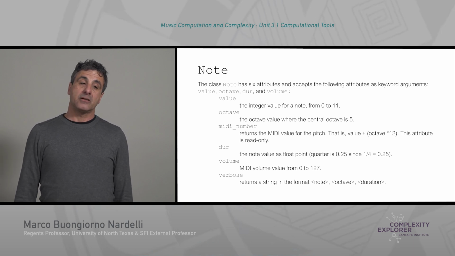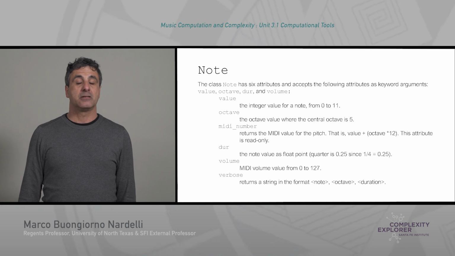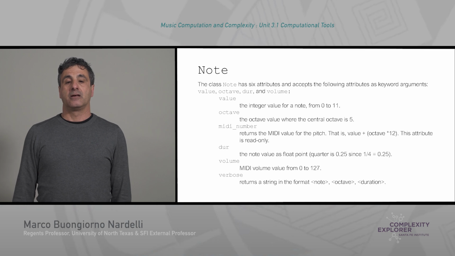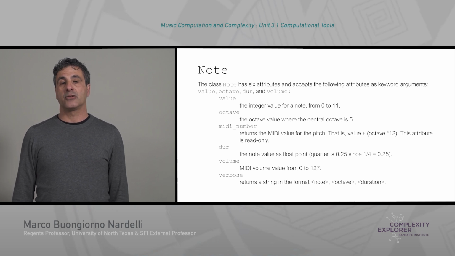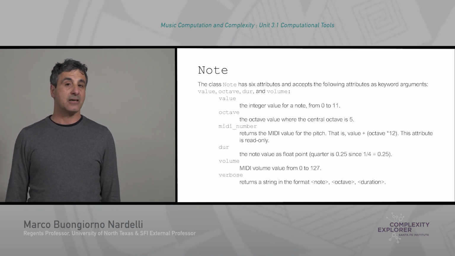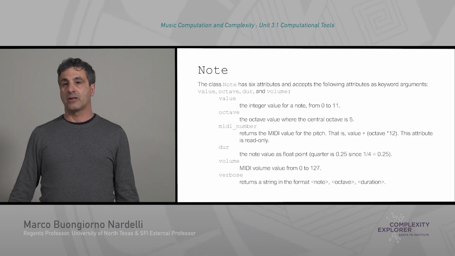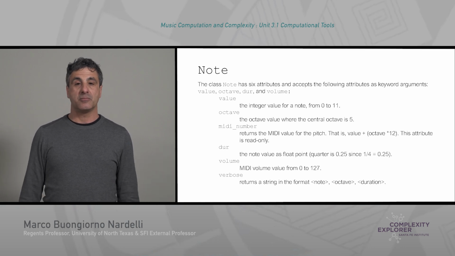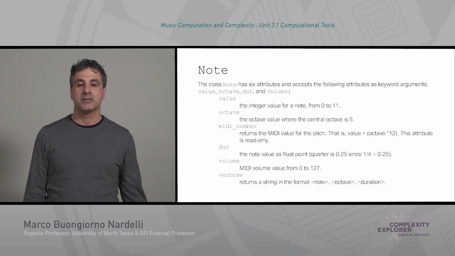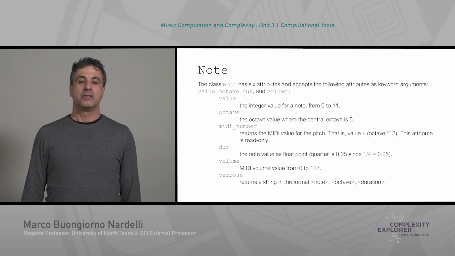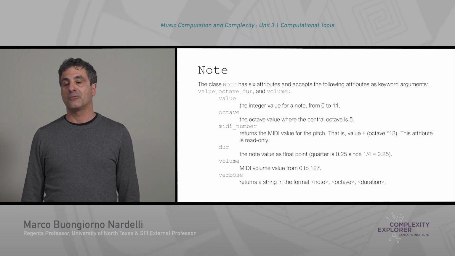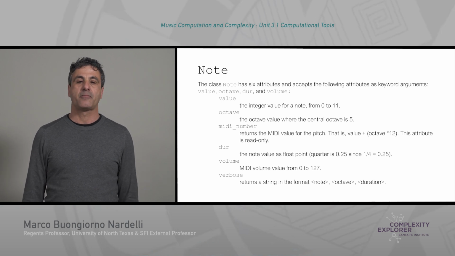Volume is another of these MIDI parameters that can be interpreted by the note class. MIDI volume has values that go from 0 to 127, a range of numbers that is typical of the MIDI protocol for many other kinds of messages, but in this case we use it for volume. So 127 will be very, very loud, and 0 will be basically silence.